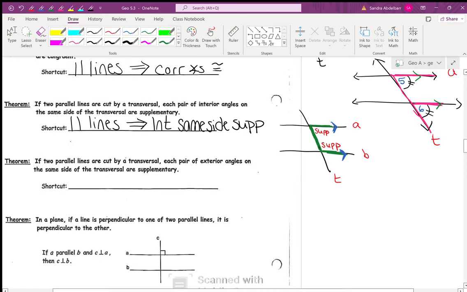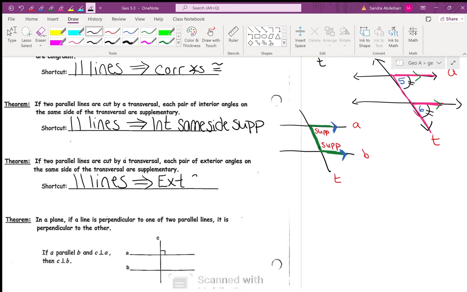All right, next one. If two parallel lines are cut by a transversal, each pair of exterior angles on the same side of the transversal are sup. Okay, again, parallel lines, arrow, and now it's not interior anymore, it's going to be exterior, so EXT, ext, same side sup.